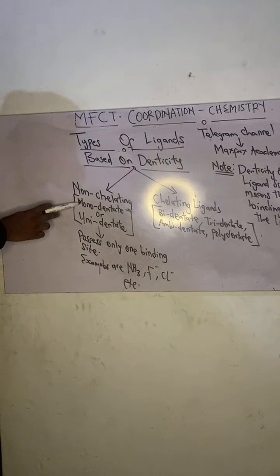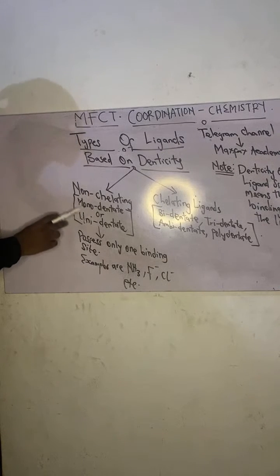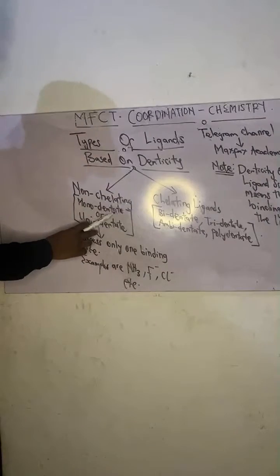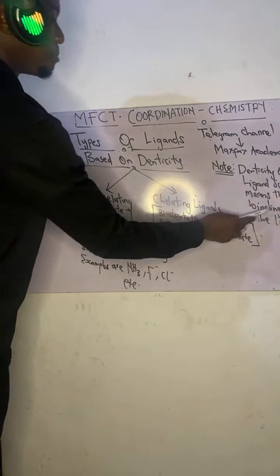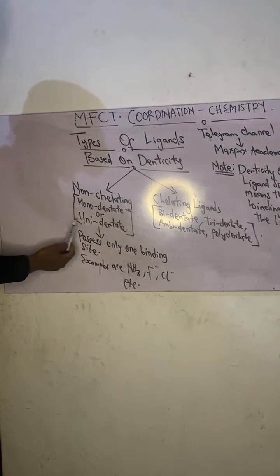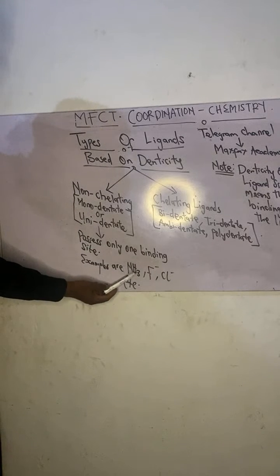You are going to see more examples of monodentate or unidentate ligands. So, non-chelating ligands are the monodentate or unidentate ligands. Whenever you hear mono or uni, it simply means one. When you hear monodentate, it means it has one dentate. Denticity simply means the binding site. So it has one binding site. Examples are NH3, F-, Cl-. They are examples of monodentate ligands, that is to say they have only one binding site.